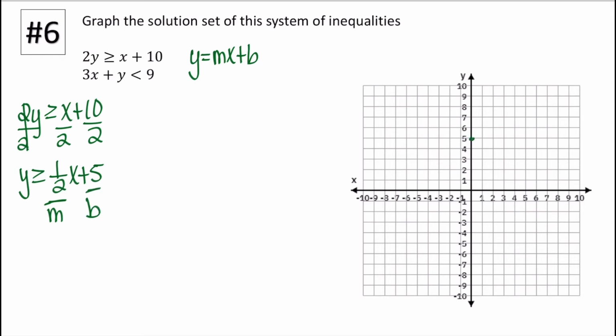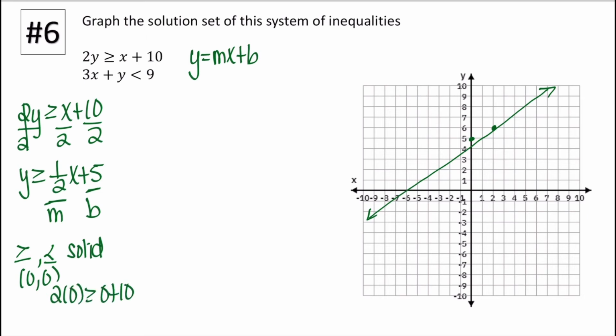So I'm going to go to 5, and then I'm going to count up 1, right 2. And then remember, if I have a greater than or equal to sign or a less than or equal to sign, I'm going to use a solid line. So I'm going to use a solid line to connect these 2 points, and then I'm going to figure out which side to shade. So I'm going to plug in 0, 0 as my test point, which gives me 2 times 0 is greater than or equal to 0 plus 10. So that means 0 is greater than or equal to 10, which is false. Remember, so I shade far away, which is on this side.